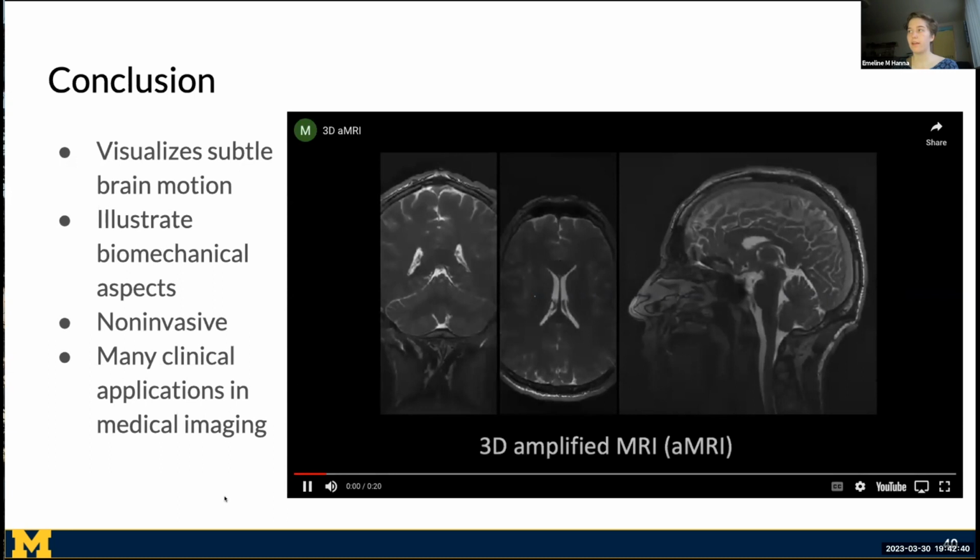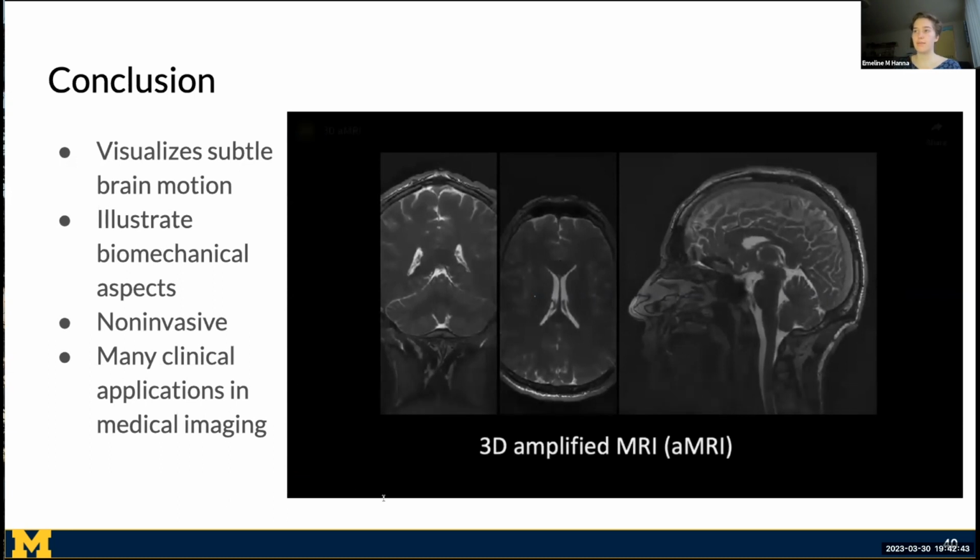So for amplified MRI, 3D as an overview, it visualizes subtle brain motion. And so it's able to use processing to reveal those biomechanical aspects of the brain that would be hard to see in a normal MRI. And so due to this fact and that it's non-invasive, it could have many clinical applications in medical imaging.